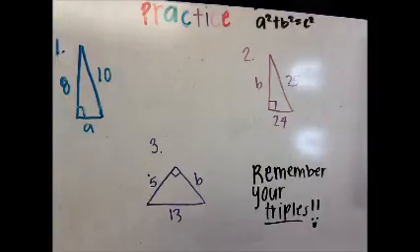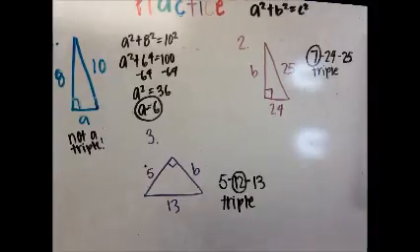Here are some practice problems for you to do. Remember your triples. I'm showing the answers in 3, 2, 1. For number 1, it's a squared plus 8 squared equals 10 squared. A squared plus 64 equals 100, and then you subtract 64 from both sides. Then you get a squared equals 36. Then you square root 36 and you get 6. This is not a triple.